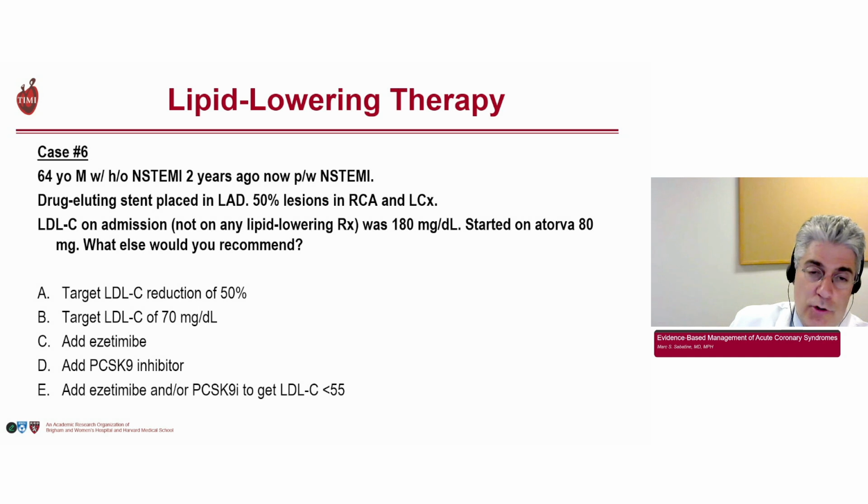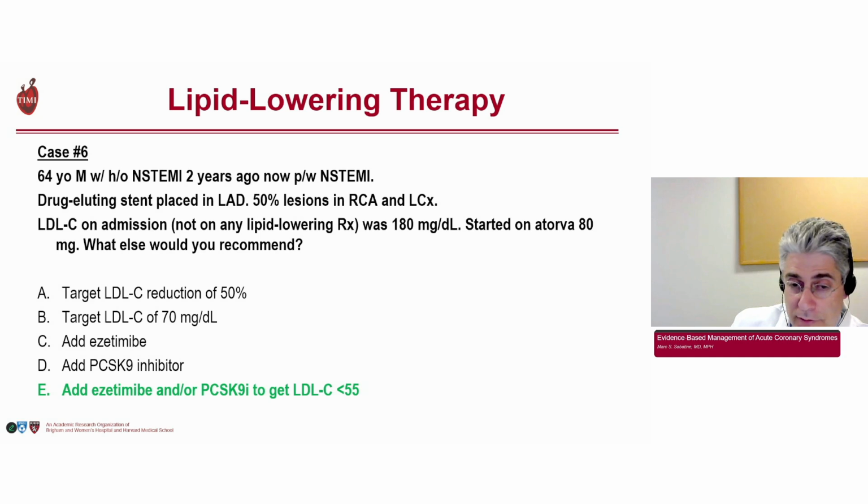Target an LDL cholesterol reduction of 50% or more. Target an LDL cholesterol of 70 milligrams per deciliter or less. Add ezetimibe, add a PCSK9 inhibitor, or add ezetimibe and/or a PCSK9 inhibitor to get to an LDL that's under 55 milligrams per deciliter. So think about what your answer would be. And the correct answer is add ezetimibe and/or a PCSK9 inhibitor to get the LDL under 55.